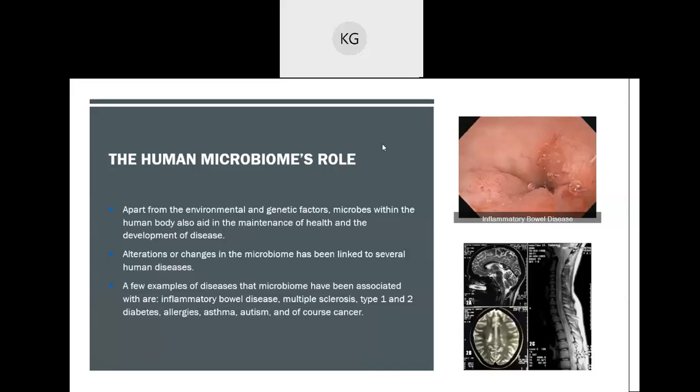The image on the top right hand side is simply demonstrating what inflammatory bowel syndrome looks like, while the image at the bottom right hand side portrays the effects scoliosis can have on the spinal column and the brain.